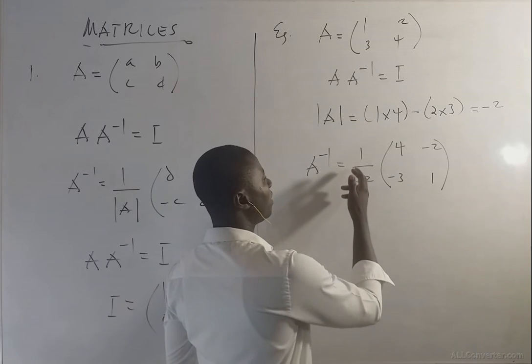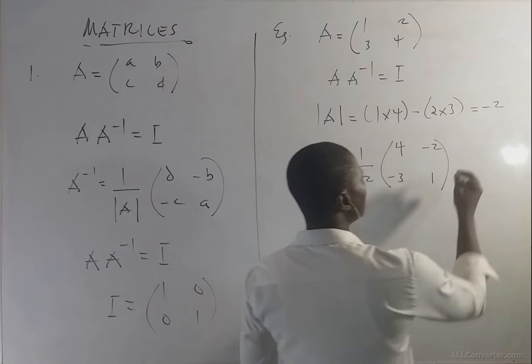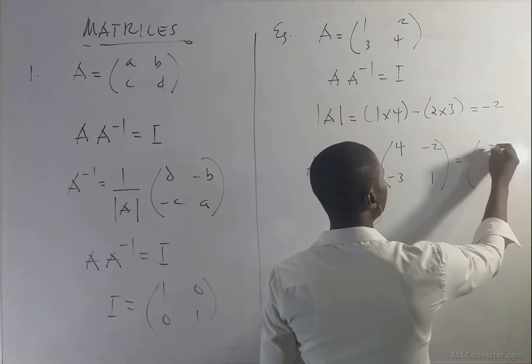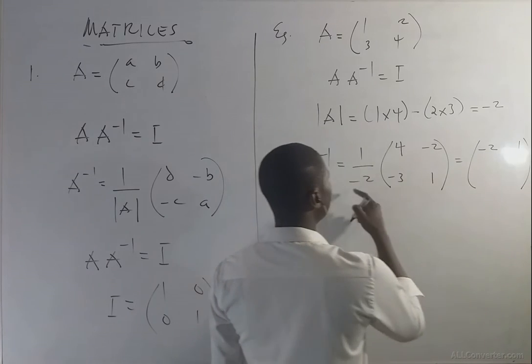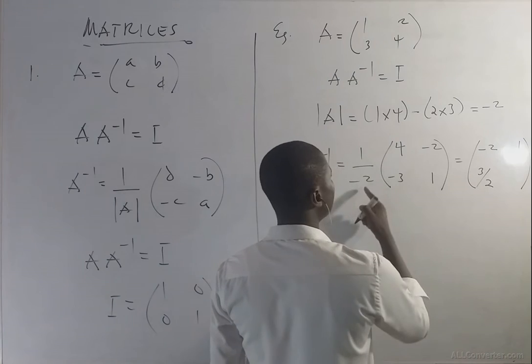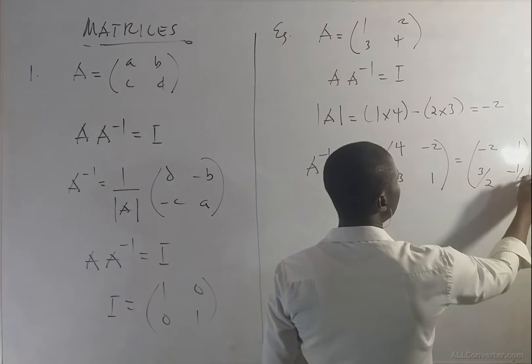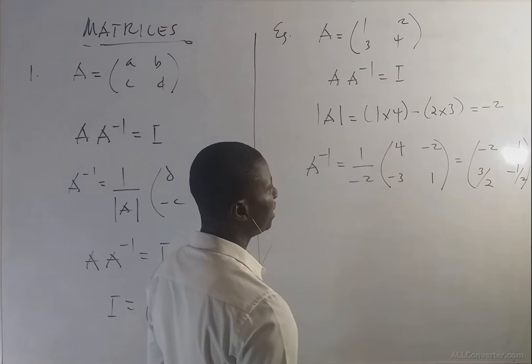So we have 1 over minus 2, which is the same as minus half. Minus half times 4 will give us minus 2. Then minus half times minus 2 will give us 1. Then minus half times minus 3 will give us 3 on 2. Then minus half times 1 will give us minus half. So this will be the inverse of the matrix.